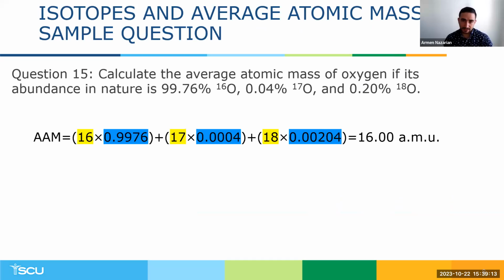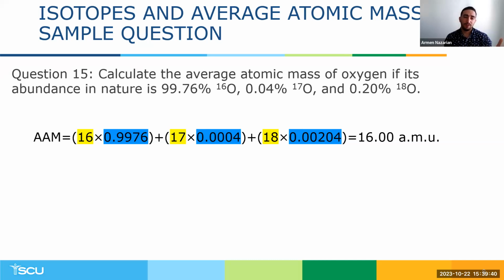Let's articulate this in this next question. So we want the average atomic mass of oxygen. Oxygen has 3 isotopes: oxygen 16, 17, and 18. Oxygen 16 would have 8 neutrons while having 8 protons. Oxygen 17 would have the same amount of protons but 9 neutrons. And O18 would have 10 neutrons.